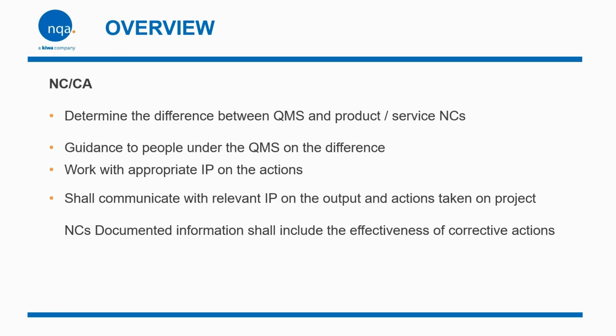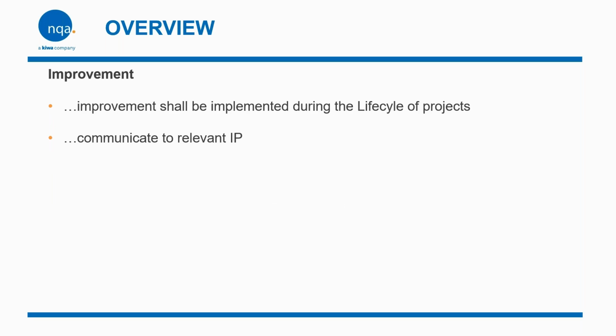Non-conformance, again, and corrective actions. This is very similar to 9001. Looking at different types of non-conformance, you're guiding personnel, collaborating with stakeholders, and documenting actions to ensure robust handling of non-conformances. They need to be documented as well and include effectiveness of the corrective action. Continuous improvement is a dynamic life cycle. It's an ongoing activity. It's keeping stakeholders informed, and it fosters collaborative and shared success.